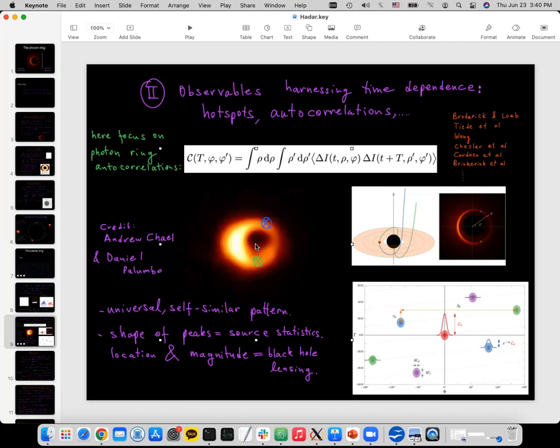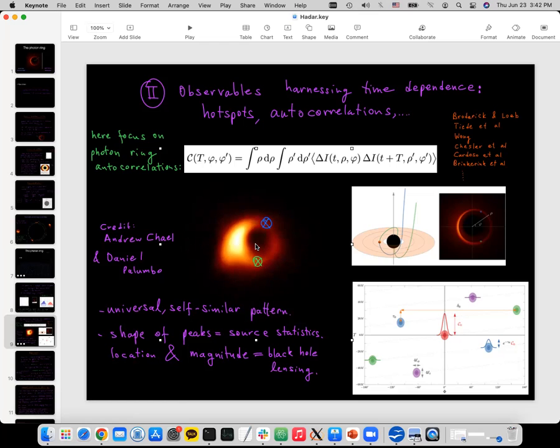And we did this in a paper together with Michael Johnson, Alex Lupsaska, and George Wong. We computed analytically the result for a small inclination observer. And this observable separates nicely between the universal properties, which are determined by the black hole lensing, and the emission properties.